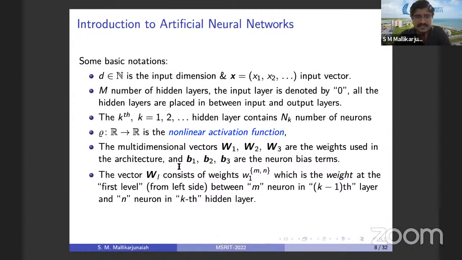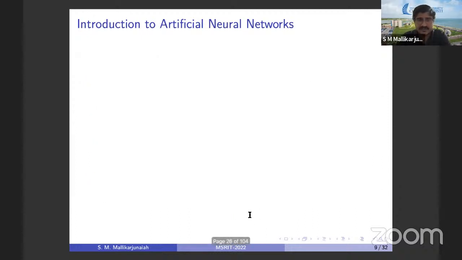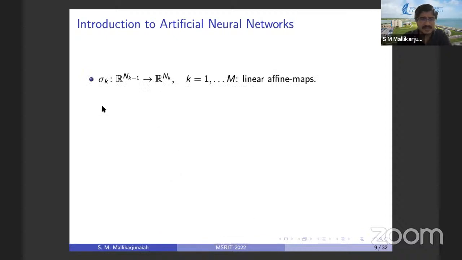Okay, and if you look at one vector of weights, it consists of weights from the previous layer passed on to the next layer. That's why it's written as m comma n. Now, as I was saying before, it takes information from its left side and passes it on to the right side. So that means it needs to know the neuron information of its previous as well as the next one. Okay, and sigma k is the linear affine map.